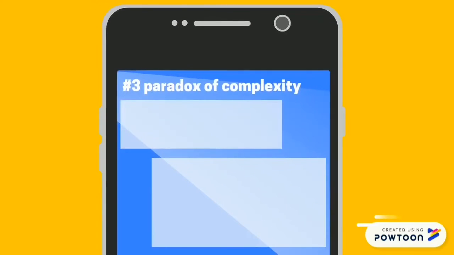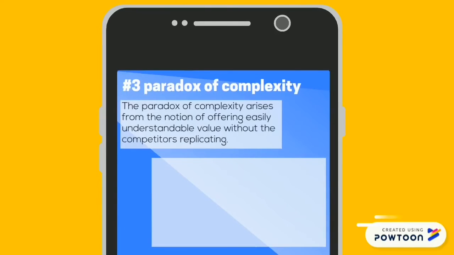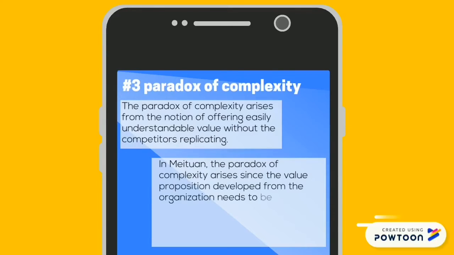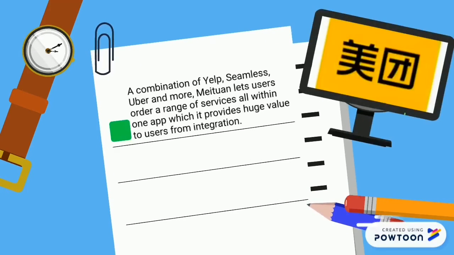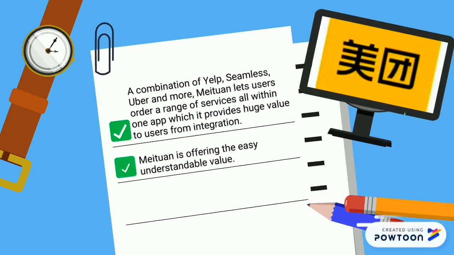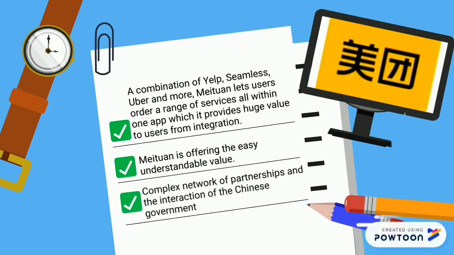The paradox of complexity arises from the notion of offering easily understandable value without the competitors replicating. In Meituan, the paradox of complexity arises since the value proposition developed from the organization needs to be easily comprehensible by the consumers and be integrated into their life, but at the same time not so easy that the competitors can replicate it. A combination of Yelp, Seamless, Uber, and more, Meituan lets users order a range of services all within one app, which provides huge value to users from integration. Meituan is offering easily understandable value, a complex network of partnerships, and interaction with the Chinese government.